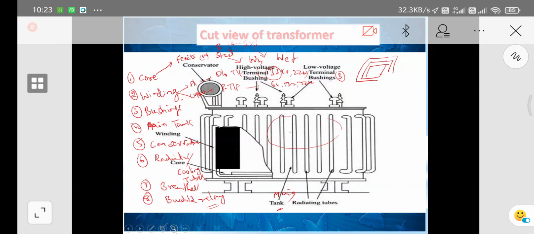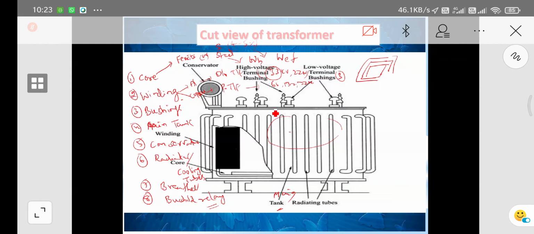So, for insulation purposes. In order to avoid contact with the high tension lines or low tension lines, we use bushings to supply the power, to get the power from the other source and to deliver the power to other areas. So these are the bushings here.